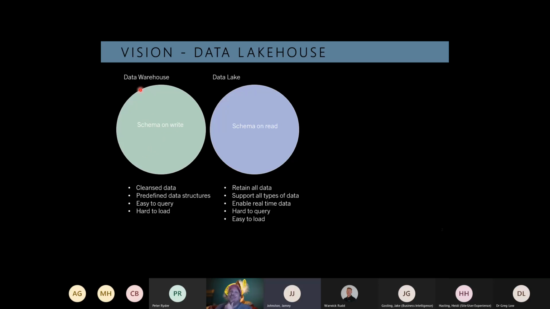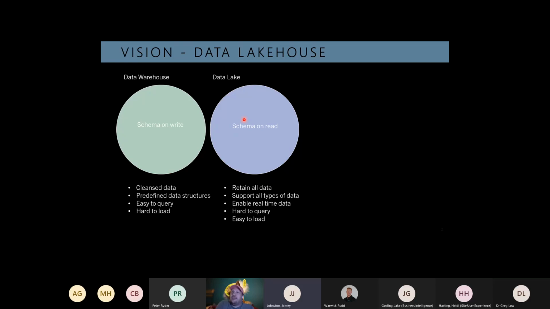On the left, you have this data warehouse, right? It's schema on write. It's cleansed data, predefined data structures, easy to query, but oftentimes it's hard to load. When you talk about your data warehouse, you start talking about incremental loads and delta loads and all these different things, because you want this data in a nice structured, predefined star schema, hopefully, structure.